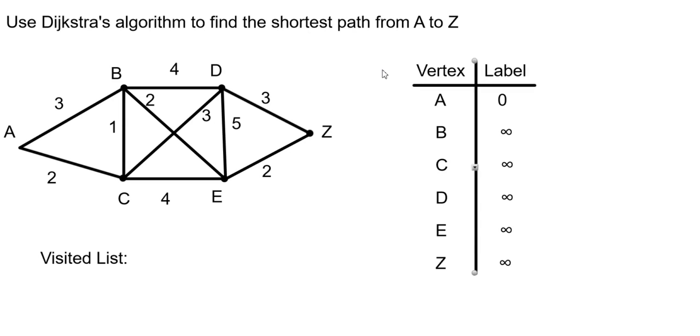Alright, we're going to take a look at how Dijkstra's algorithm can be used to find the shortest path from A to Z. There's lots of ways to get from A to Z, but each edge has a certain weight attached to it, so we have to try to figure out the best way to get there and also prove that no other way would be better. And Dijkstra's algorithm will do just that.